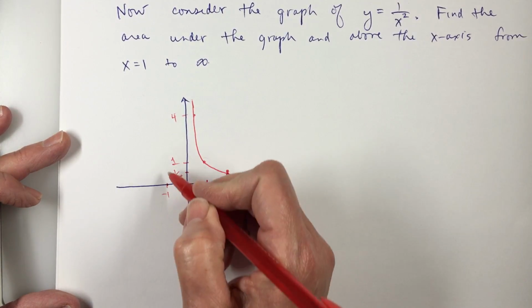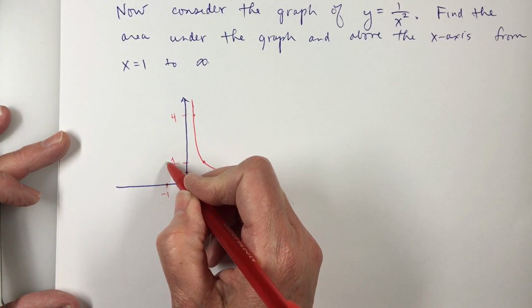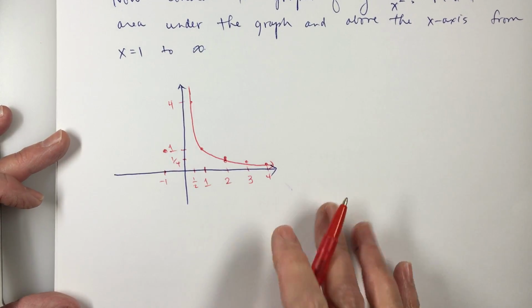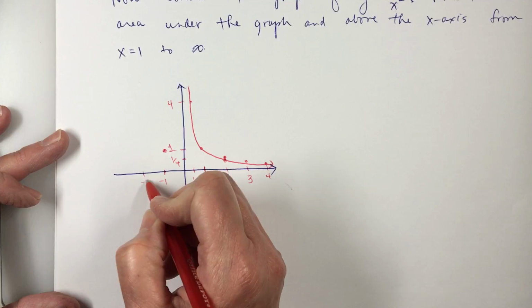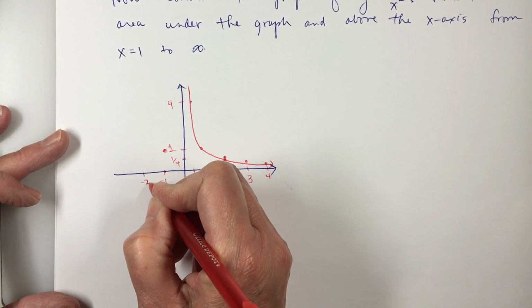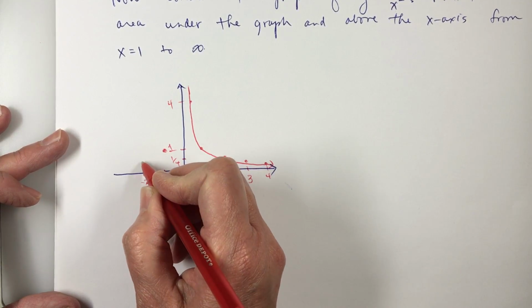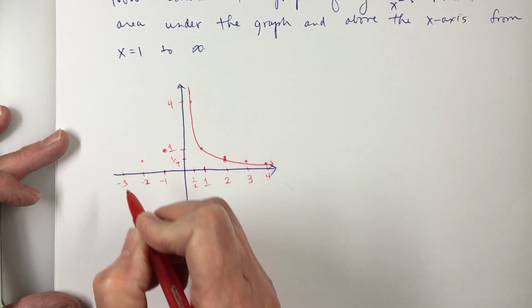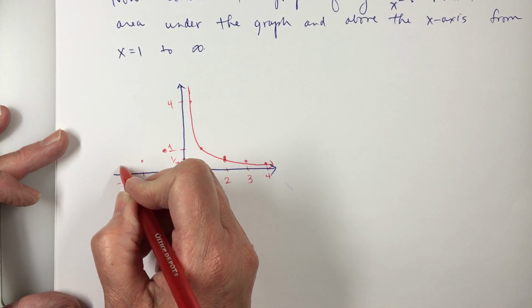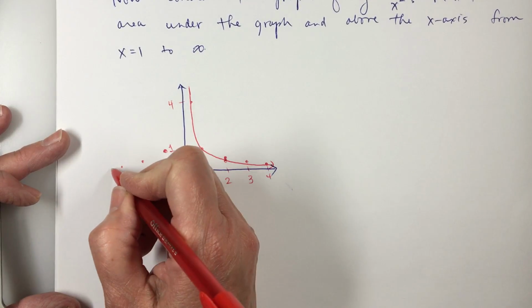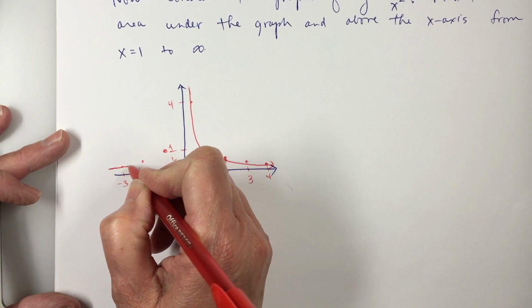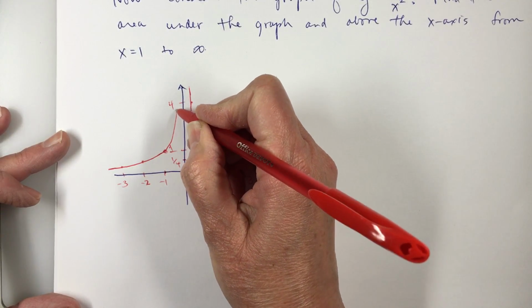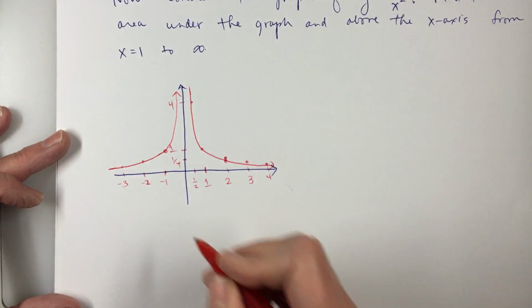If I plug in -1, if I square a negative, I get a positive. So I'm going to get +1. If I put in -2, when I square a negative, I get a positive. I get +1/4. If I put in -3, I'm going to get +1/9. And this one is symmetrical across the y-axis.